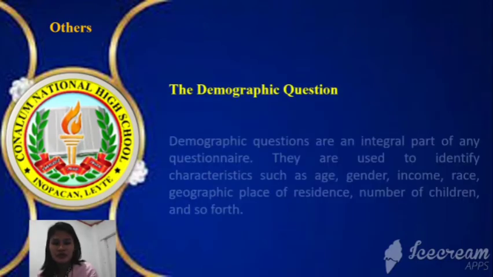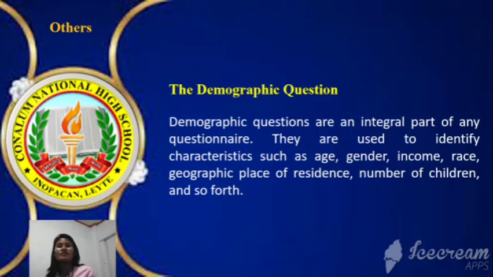Another is the demographic question. Demographic questions are an integral part of any questionnaire. The most important in any questionnaire is the demographic question. What do we mean by demographic question? Demographic is knowing the age, the gender, the income, the race, the geographic place of residence, the number of children, and so forth. If you have tried filling out personal data, you are asked to write your age, your gender, your income, if there is, your race, your nationality, your residence. So that is a demographic question actually.